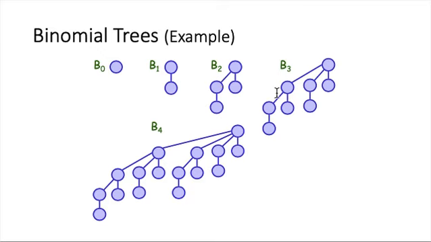And for B3, you can see that there are two B2s. There's a B2 here, and there's another B2 here, so that we are joining the root of this B2 with the root of this B2 in this way. The root of a B2 is joined as the leftmost child of another B2. And for B4, we are joining two B3s. So this is a B3 here, this is another B3 here, and then we join it like this.